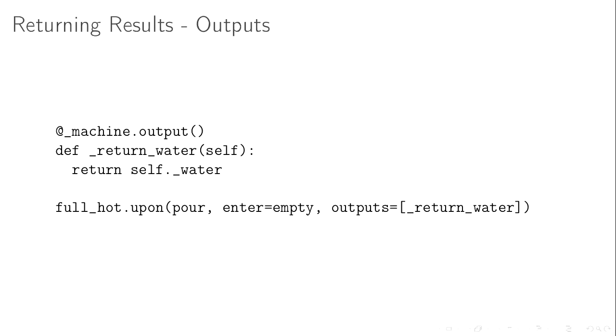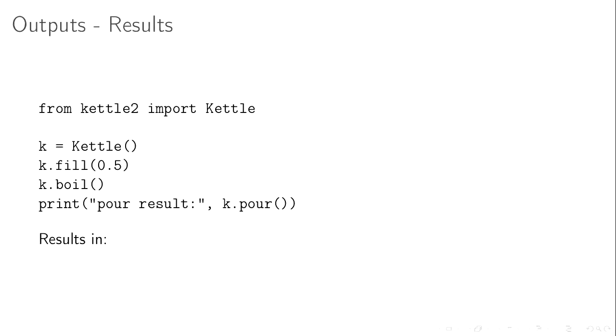So with those output functions, and I'm going to call this kettle 2, we instantiate the kettle, we fill it with half a litre of water, we boil it, then we pour it, and we get the result back. And there's two output functions there. There's one at fill, which will store that 0.5, and there's one at pour, which will return that 0.5.